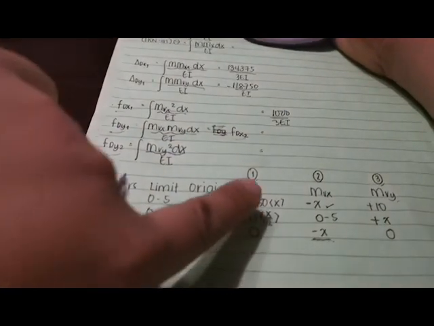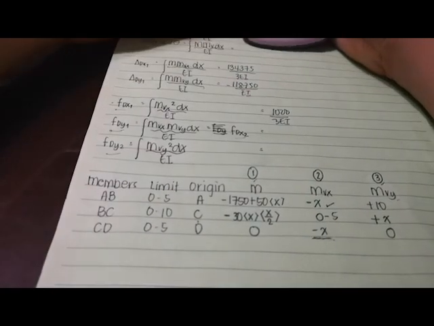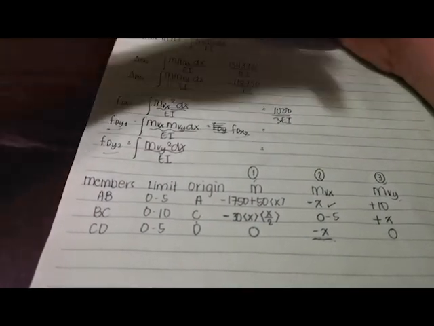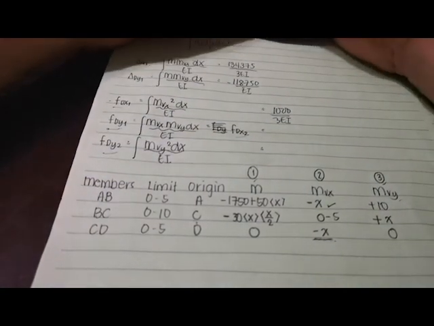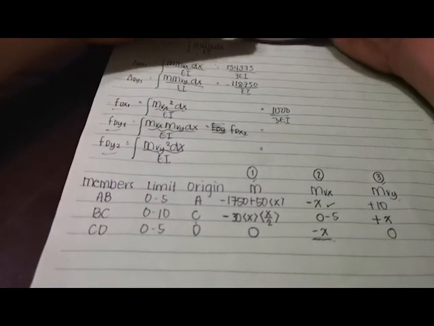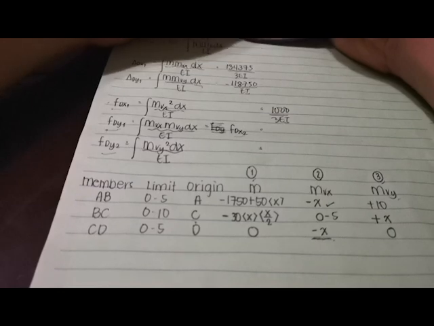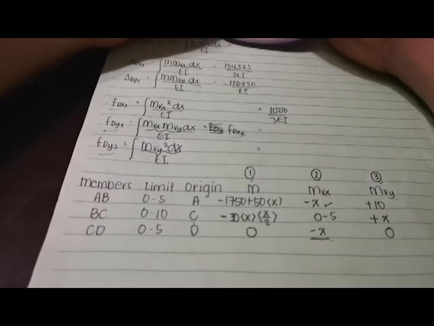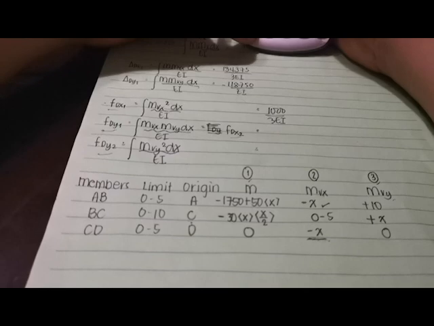Next, the f dy1, which is also equal to f dx2, is the integral of the product of negative x times 10 from 0 to 5, plus the integral of negative 5 times x from 0 to 10.